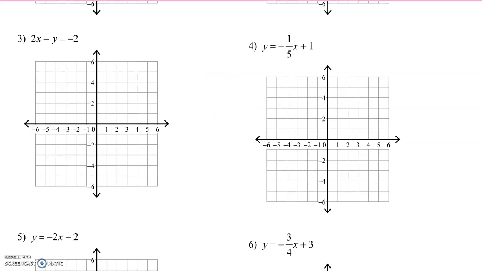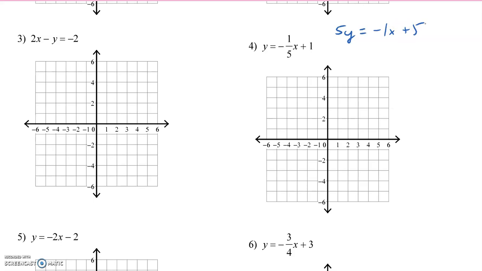Number 4 on the same page is the same type of idea, but if we're going to convert number 4 here, we've got that negative 1 over 5. So we need to take care of it, no fractions allowed in standard or general form. So the first thing I have to do is multiply everything by 5. If I multiply everything by 5, I'm going to have 5y is equal to, if I multiply 1 over 5 by 5, that gives me 1. So that gives me negative 1x plus 5. So that's the whole thing multiplied by 5.